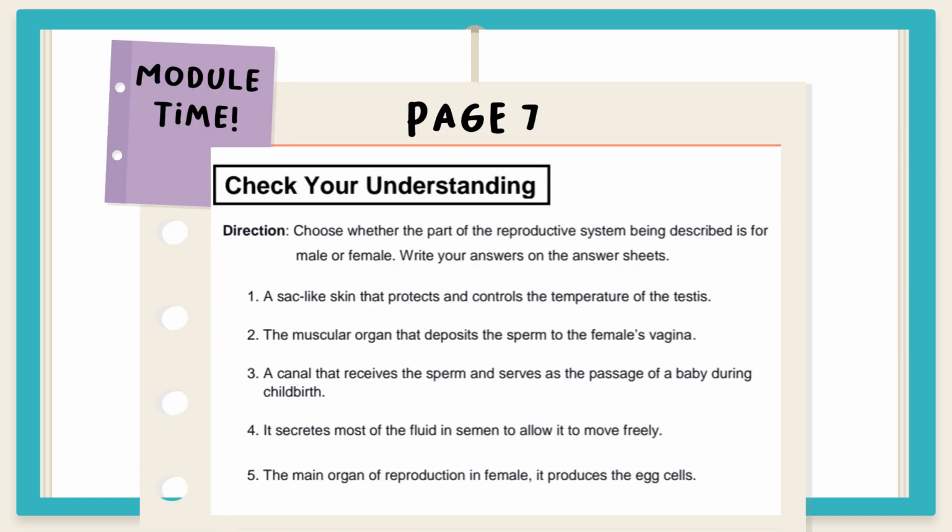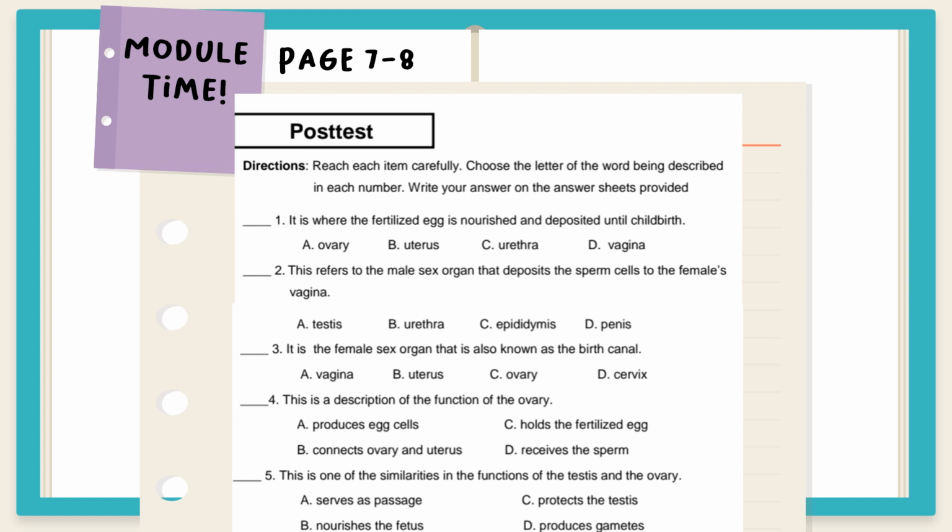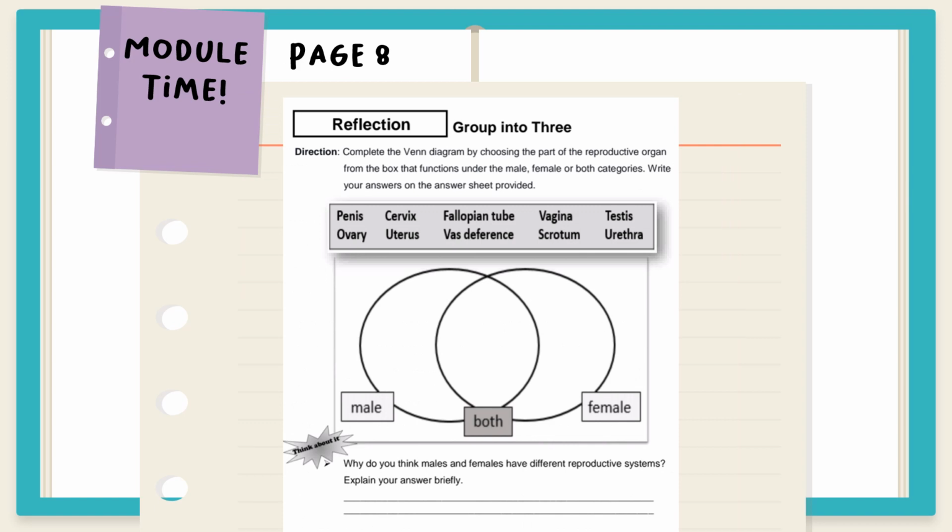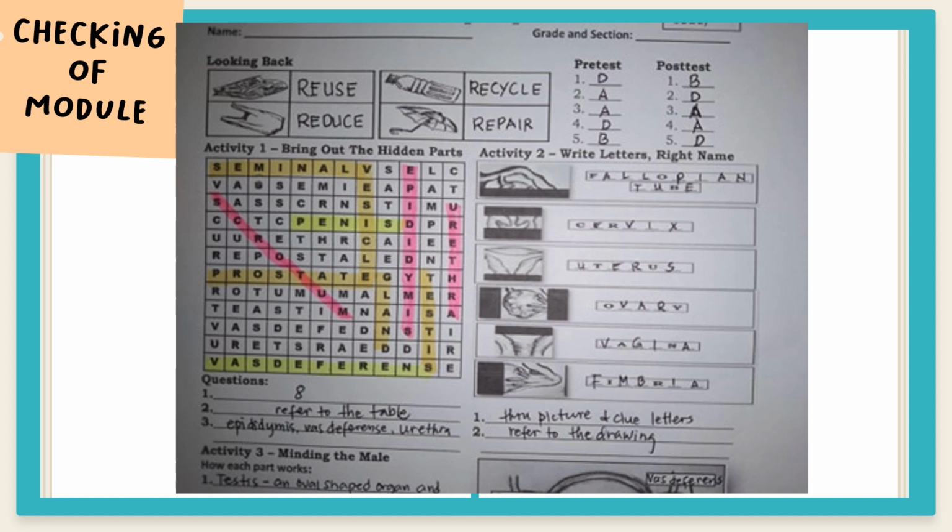Okay, so now na alam niyo na ang mga parts ng female reproductive system, you may now start answering the rest of the exercises doon sa module nyo. So, you're going to answer now the rest of the activities in your module. On page 7, you're going to answer Check Your Understanding. You're going to answer the post test on pages 7 and 8. You're going to answer the reflection on page 8. You're going to write your answer in the answer sheet or in the pad paper.